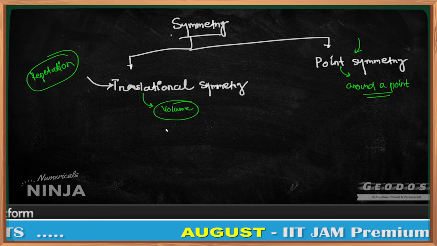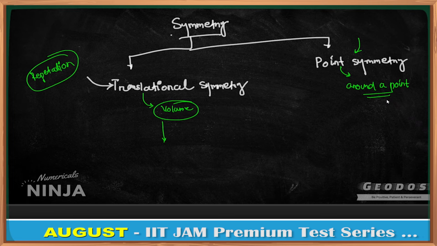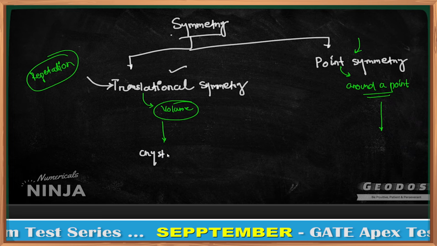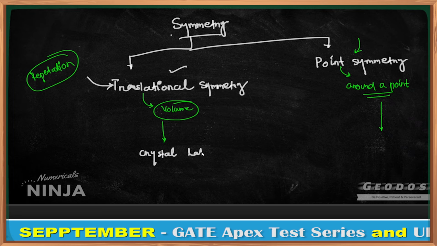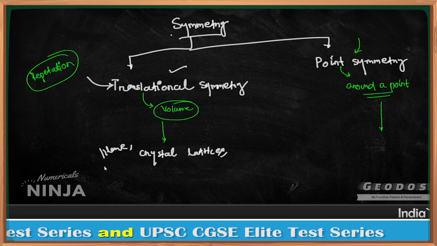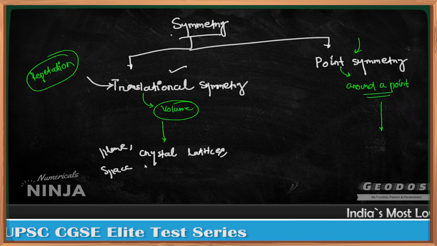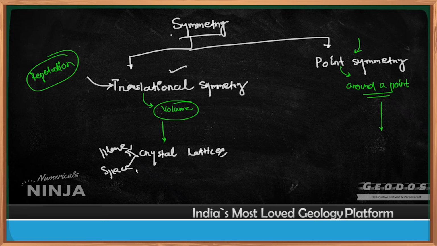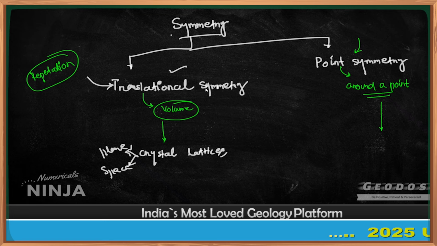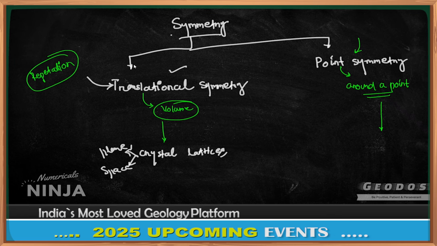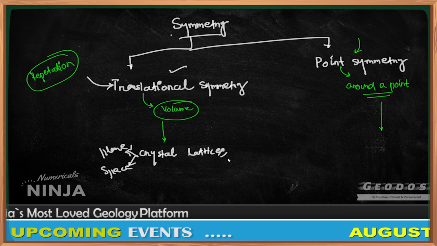We are going to see those concepts in brief. We will see them in detail later; this is just a brief introduction. In translation symmetry, in future we are going to see about the crystal lattices. There may be plane lattice, there may be space lattice. There are two types: one is your plane lattice, another is your space lattice. Okay, so just let me just wait a second.